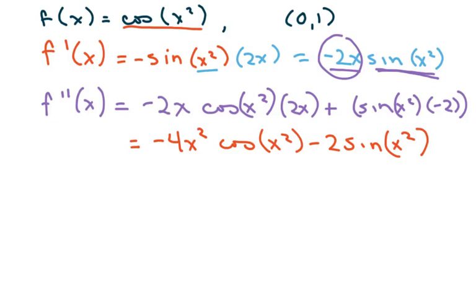Now you evaluate at 0, and so when you plug in 0 here, that's just going to zero out all of this. It's going to be 0 times 1. And then this is sine of 0 is 0. So basically, the second derivative at 0 is 0.